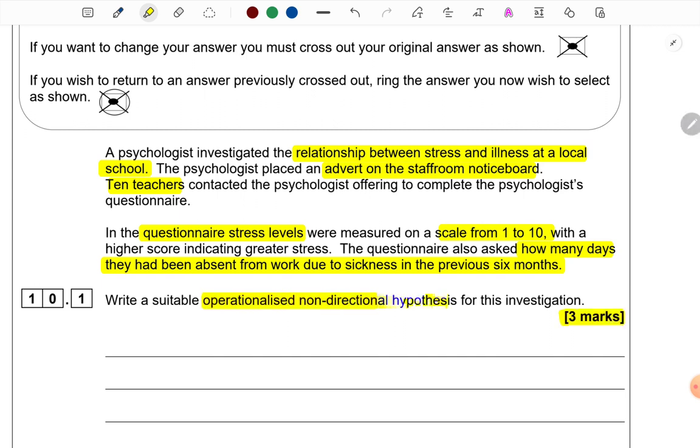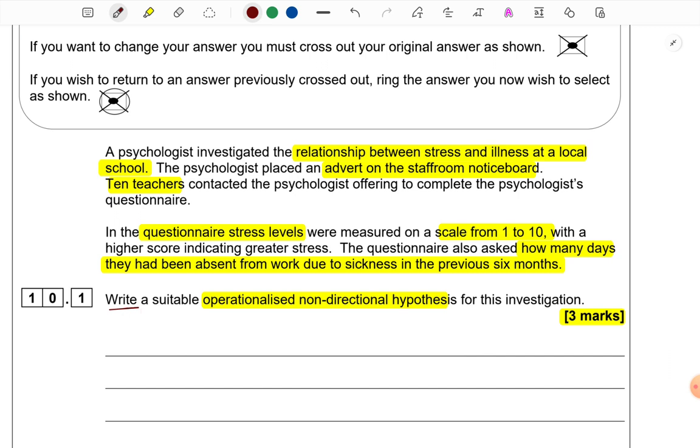This question has come for 3 marks. Anytime we have a question, first we should note the command term. It is just write. That means we need not explain what is a non-directional hypothesis or anything related to that. They just want us to state the hypothesis. Neither must we evaluate. No strengths, no weaknesses required.